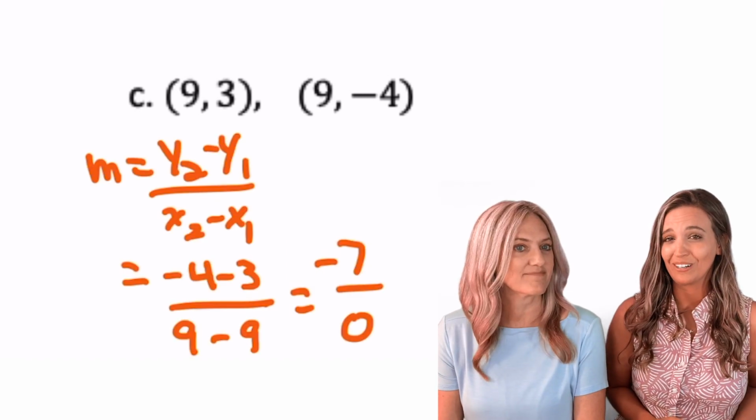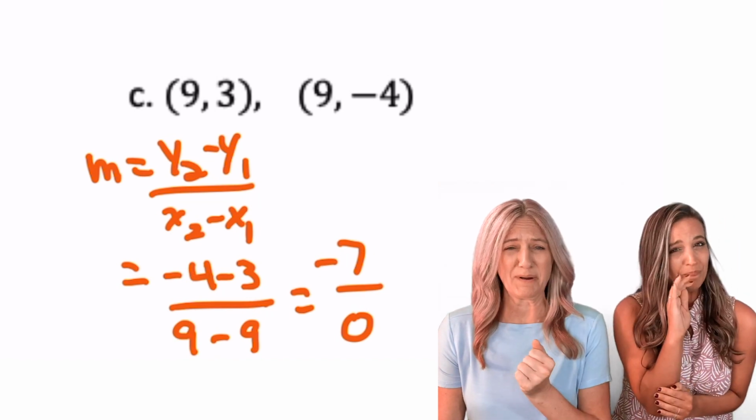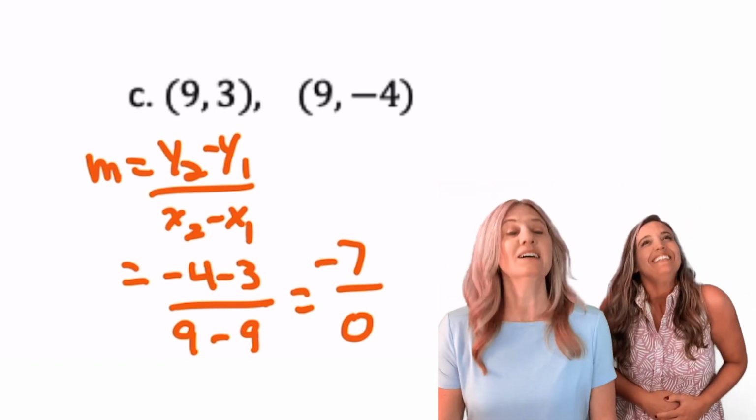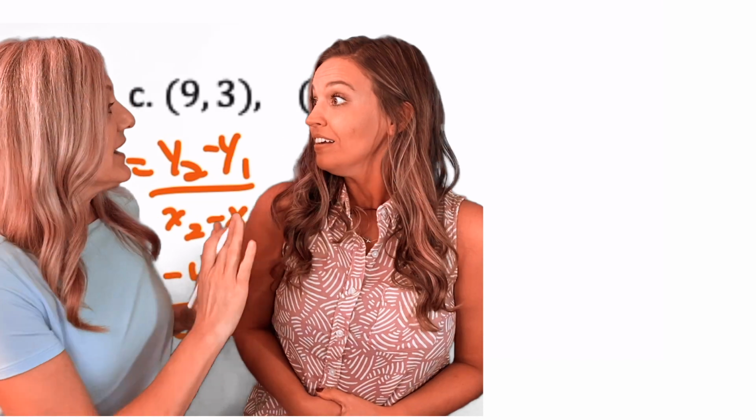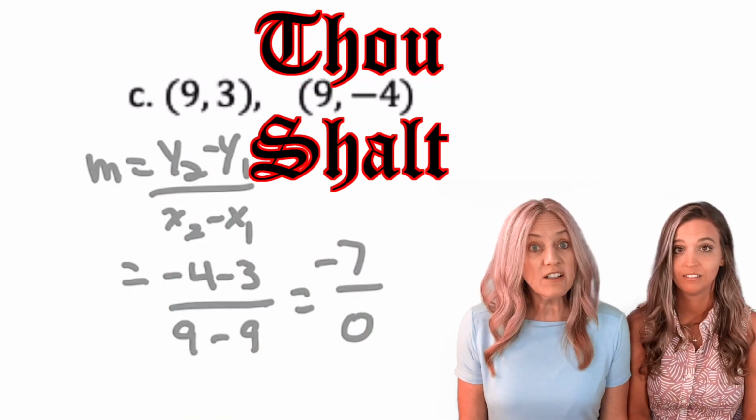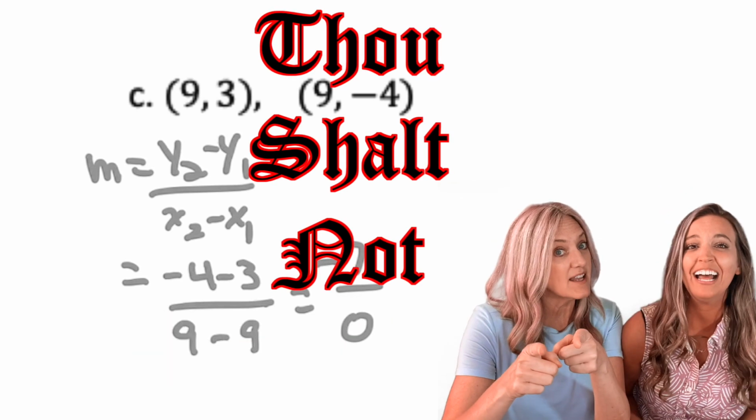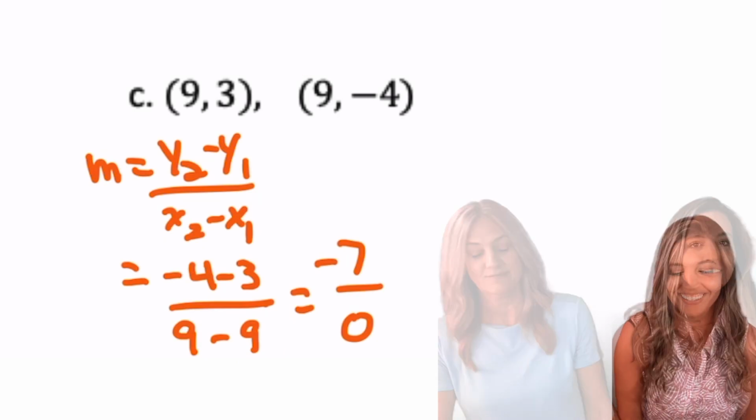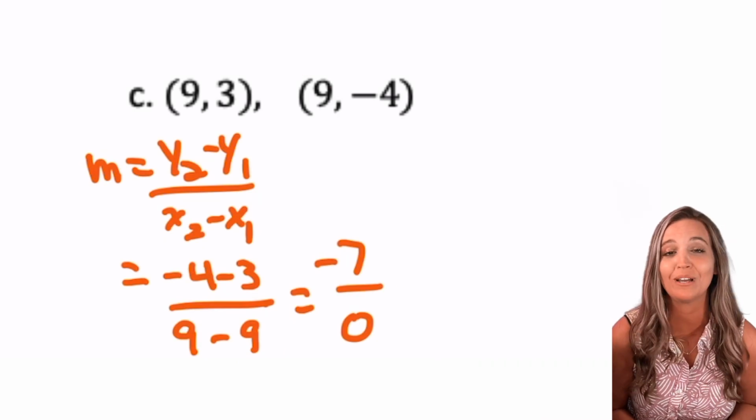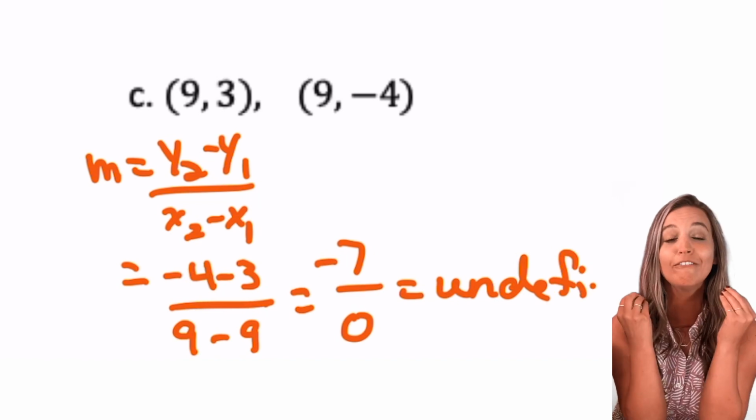-7 divided by 0. Oh, Ms. Peart, what do you think they're gonna say that is? 0. No! Oh, it's not 0! It's time to tell them the math commandment. The math commandment, go! Thou shalt not divide by 0! One more time. Thou shalt not divide by 0! We can't divide by 0 in math, so we say that our slope in this case is undefined.